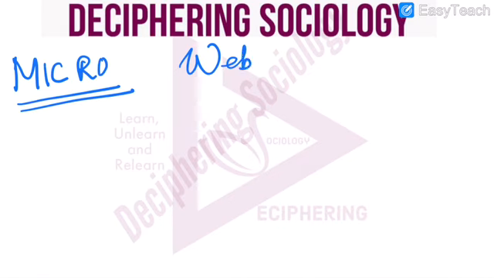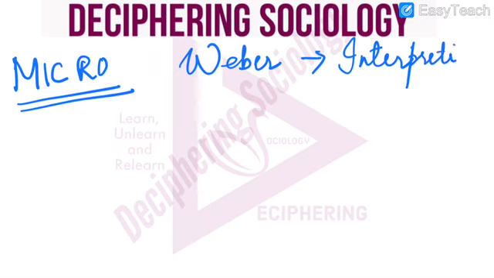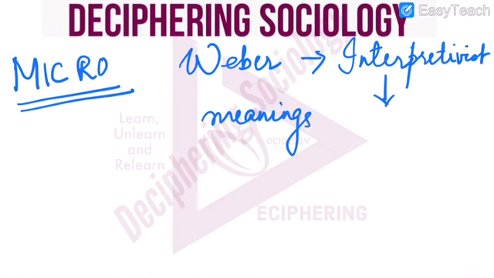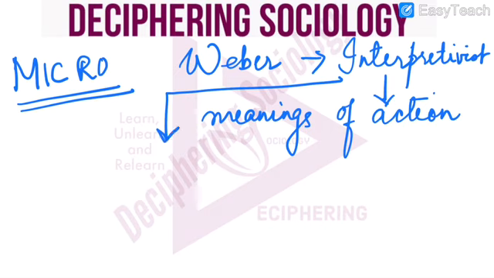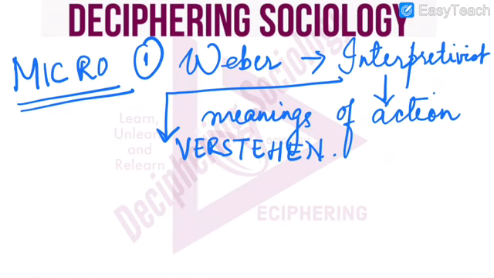First comes Weber. He is also known as interpretivist because he gave the theory of interpreting the meanings of actions or social action of individuals or actors. This interpretation or understanding of meaning he called Verstehen. He was one micro theorist.